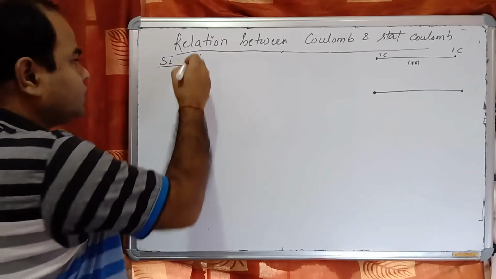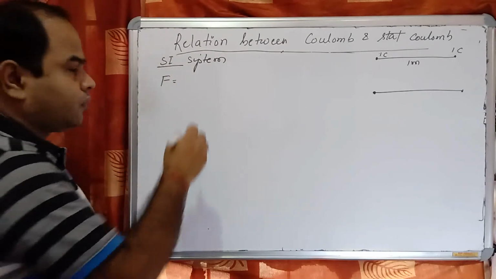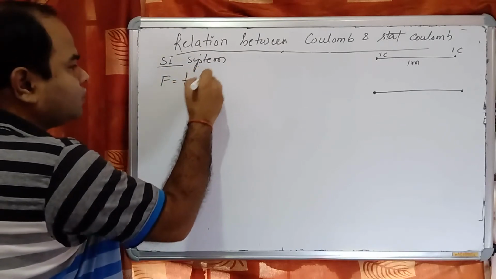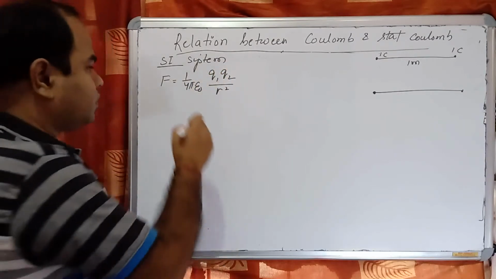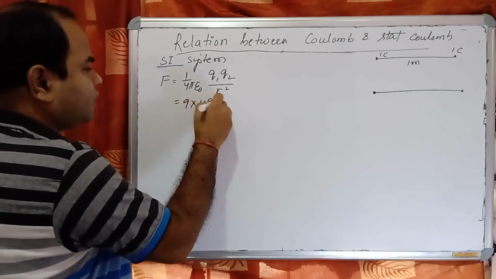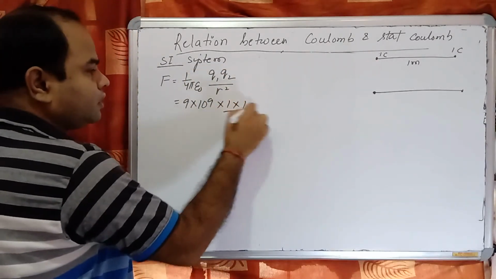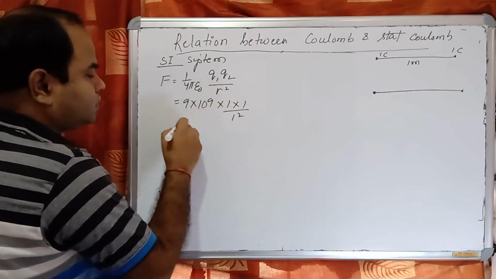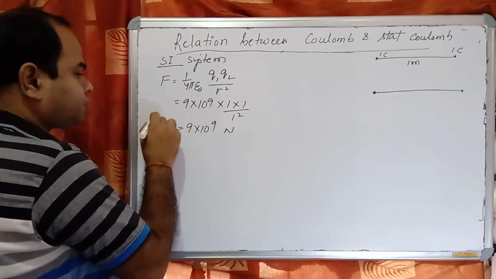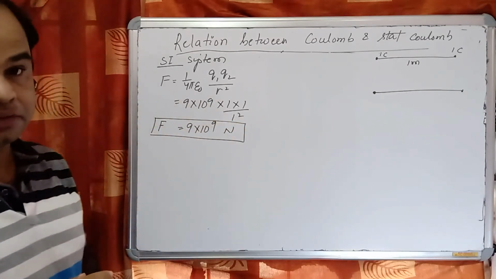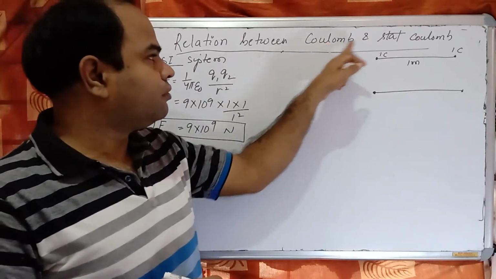In the SI system, the force between them is 1 by 4 pi epsilon naught times q1 q2 by r square. The value will be 9 into 10 to the power 9, into the two charges, each 1 coulomb, so 1 into 1, and the distance is 1. So the force is 9 into 10 to the power 9 Newton. So the topic is the relation between coulomb and statcoulomb.